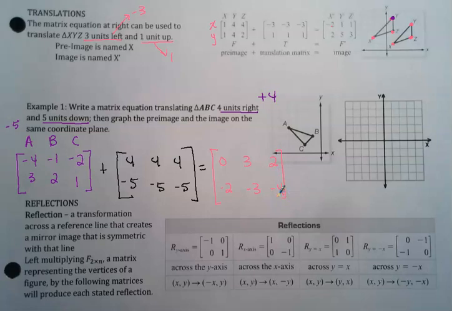Okay, so we want to graph these on the same one, it said too, so we can do that. So let's graph our original. I'm going to do it in purple. So I've got -4, 3. That's A. -1, 2 is B. And -2, 1 is C.